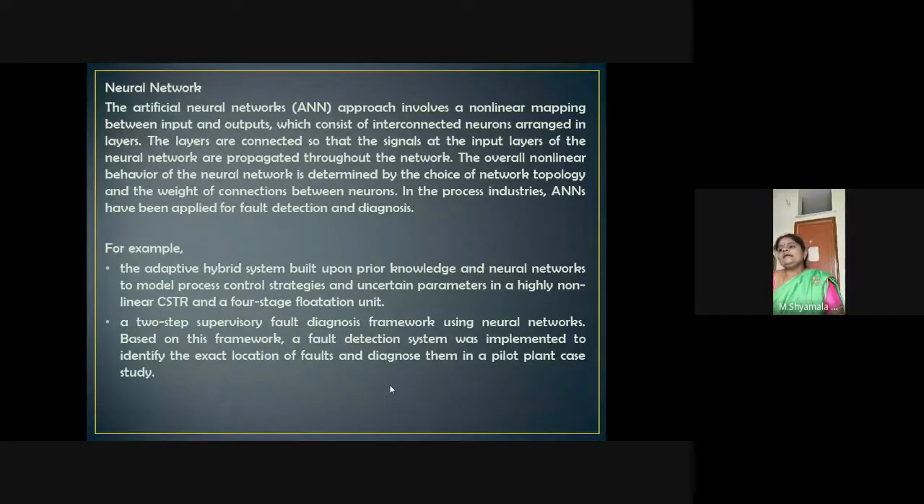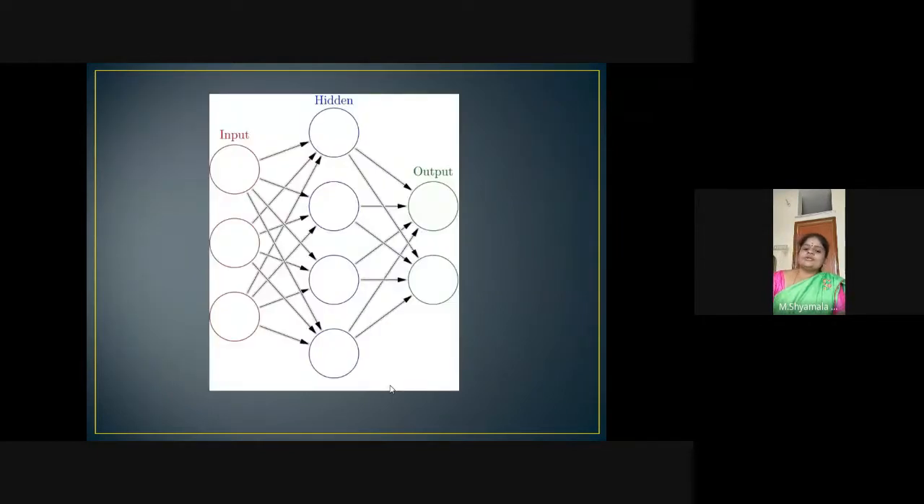The ANN approach involves a non-linear mapping between input and output, which consists of interconnected neurons arranged in layers. So this is the structure of a neural network. We have three different layers: an input layer, a hidden layer, and an output layer. Normally we have an input layer and an output layer, and in between those we have a hidden layer.